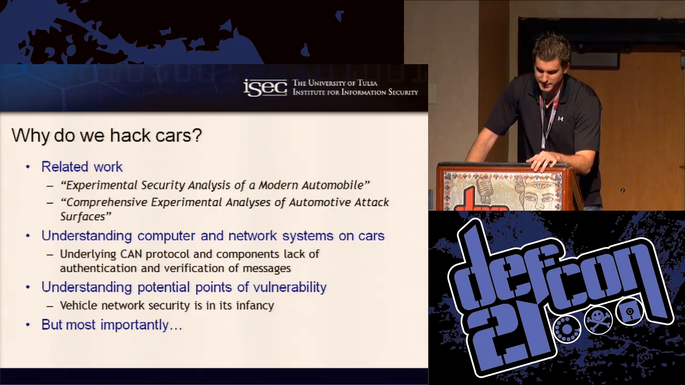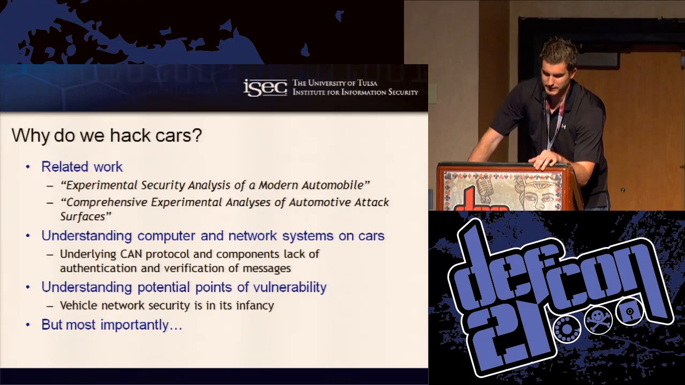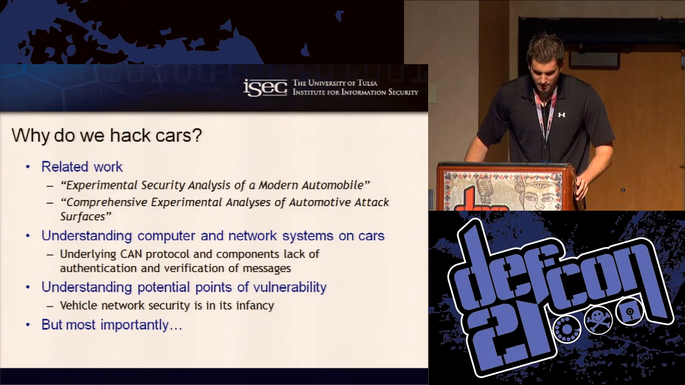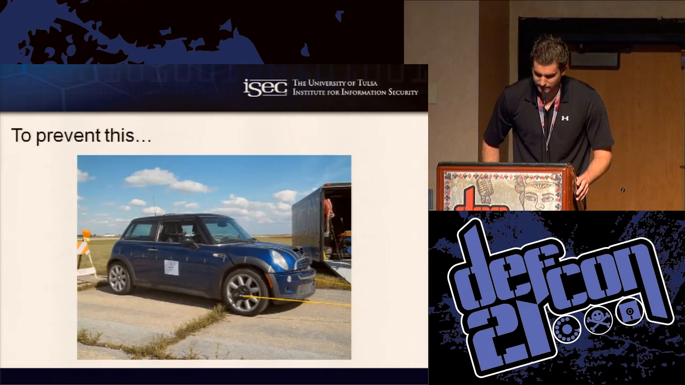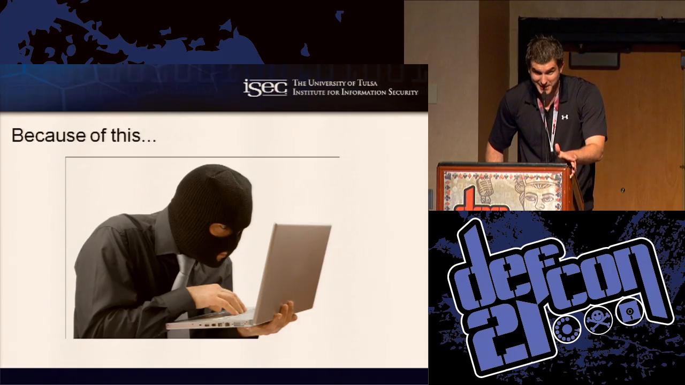So at TU, we're interested in doing this type of research as well. We also do chip-level forensics on ECUs, so the actual systems on the actual vehicle networks themselves. We also assess the accuracy of the actual pre-crash and crash data stored on event data recorders, so the little black boxes that automobiles contain. And then we want to be able to understand these systems and networks at a very low level and be able to understand the potential points of vulnerability on these systems and networks. But most importantly, we want to be able to prevent something like this from turning into this because of this.